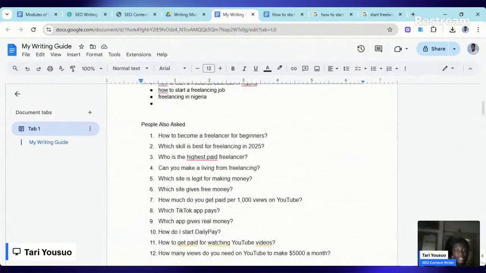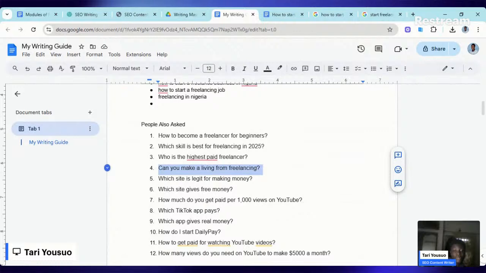How to become, we've touched on that. Which skill is best for freelancing? We've touched on that. Who is the highest paid freelancer? This is similar to, I think we've seen that question. Yes, we have. Then can you make a living from freelancing? That's important. Which site is legit?